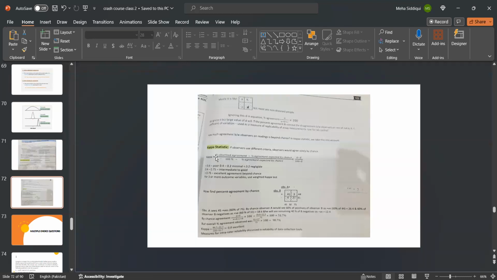And this is the formula for kappa statistics. It uses different criteria: would the observers agree solely by chance? It is the percent observed agreement, which we have just calculated, minus the percent agreement expected by chance, over 100% minus the percent agreement expected by chance. This is how kappa statistic is calculated. You can go through it later.